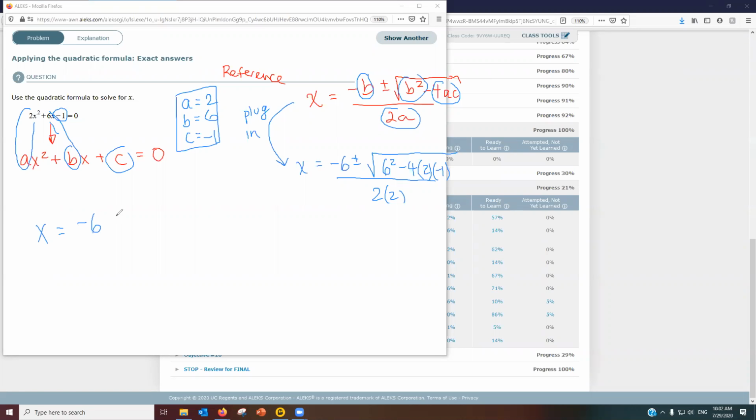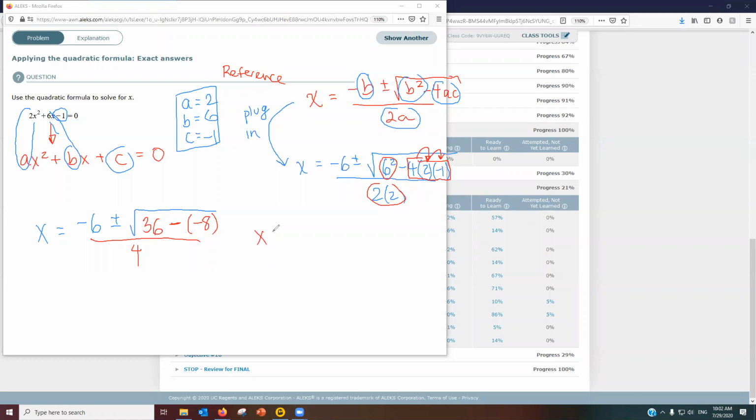All right, let's keep going. Let me go underneath the square root. Now, when I go underneath the square root, I really have to follow order of operations. So I want to work out the exponent 2 first. 6 squared is 36. Then I work out multiplications next. 4 times 2 is 8. 8 times negative 1 is negative 8. So it's a subtract a negative 8. All over 2 times 2, of course, that's 4.